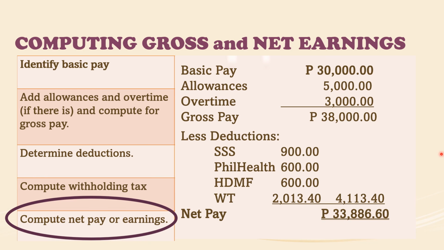We can now compute our net pay or net earnings by deducting our total deductions from our gross pay. So 38,000 minus 4,113 pesos and 40 centavos. The net pay or the take-home pay of an employee will be 33,886 pesos and 60 centavos.